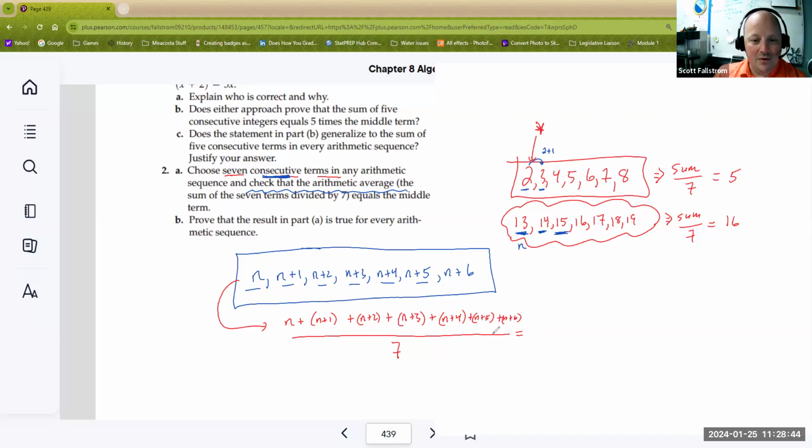Okay, so if you add them all up, combine your like terms, right? You notice there's a whole bunch of n's. How many n's are there? Then there's a whole bunch of numbers. Well, add them all up. How many numbers are there? Okay, and when you get that, you're going to be dividing by 7.